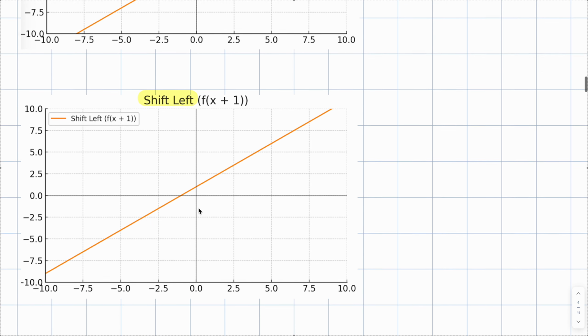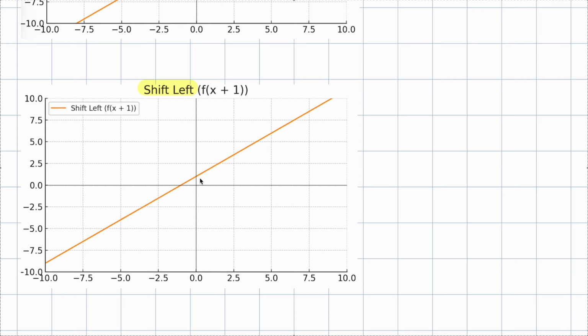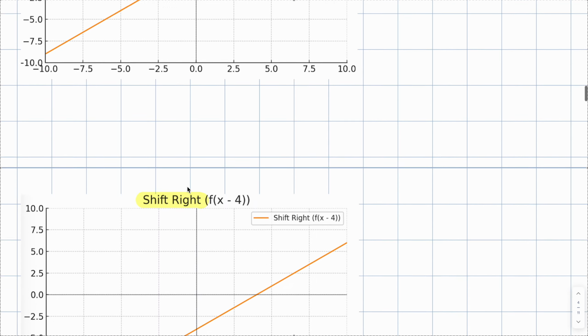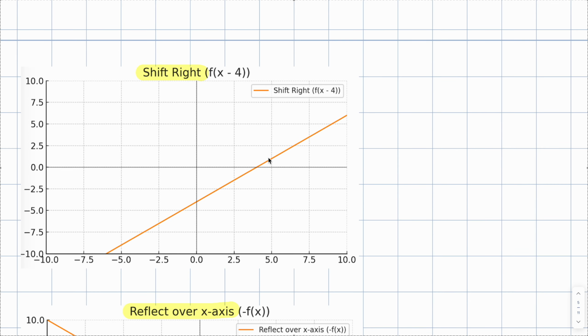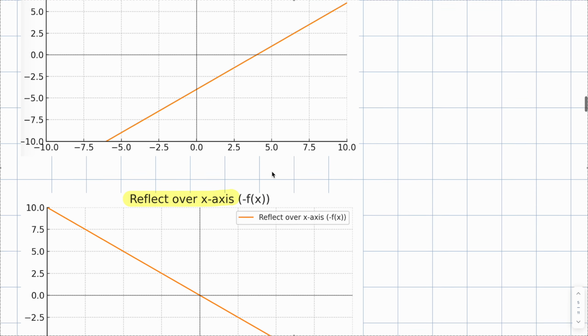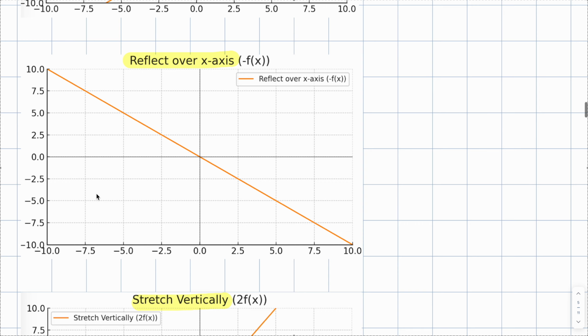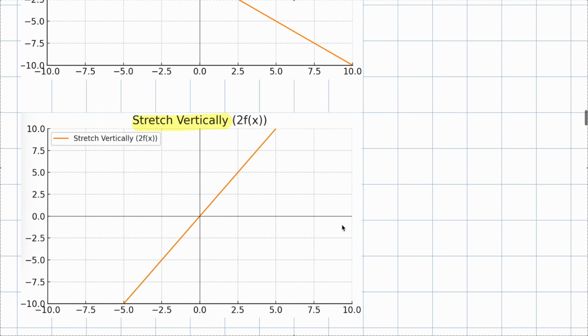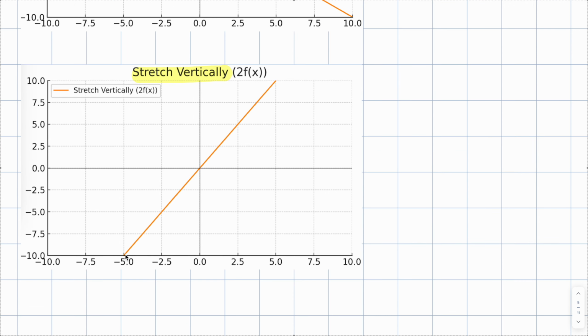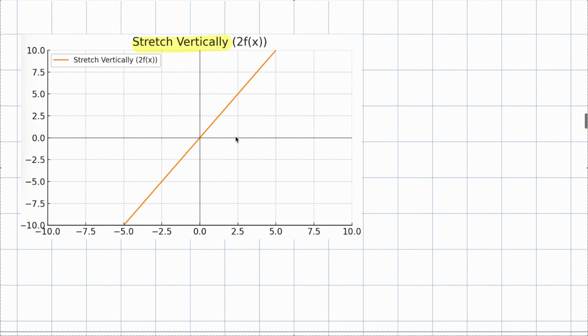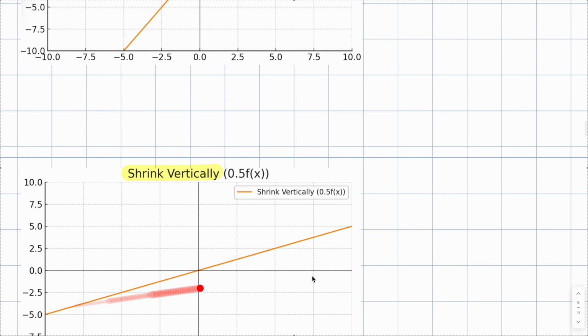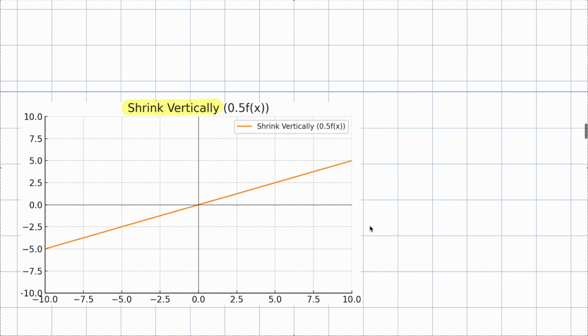And if we're shifting to the left, we see it shifted to the left by 1 point, and here we shifted it to the right by 4 points. And if we're reflecting over the x-axis, notice how it got flipped over. Before it was like this, now it's this way. And if we're stretching vertically, here we're just increasing the slope, so it becomes more steep. And here we're shrinking vertically, so it becomes more flat.